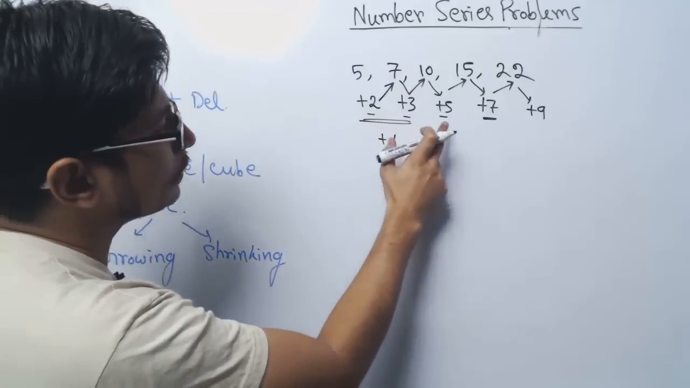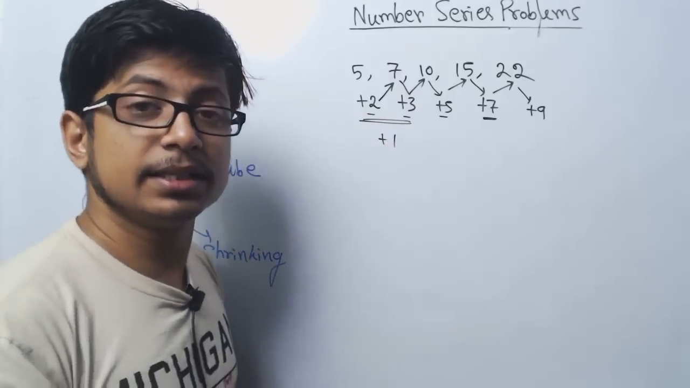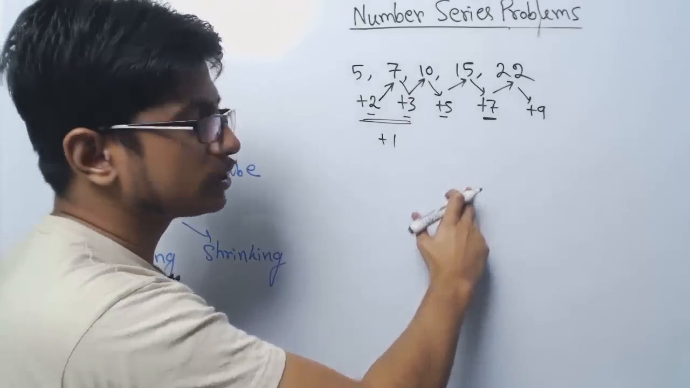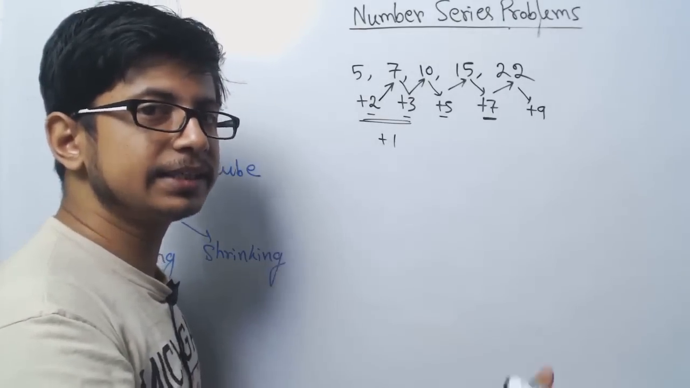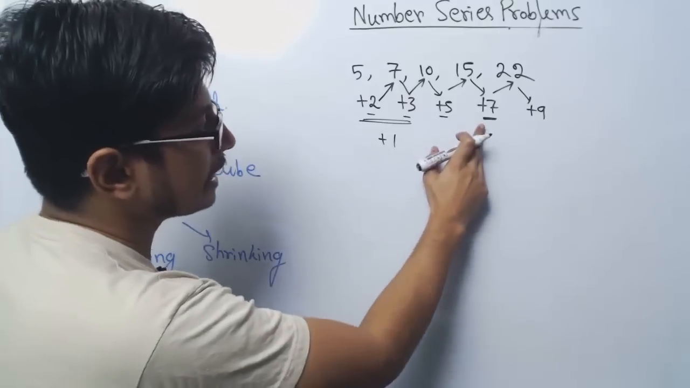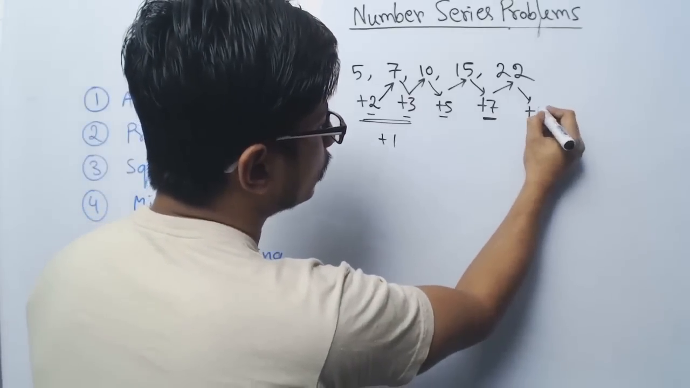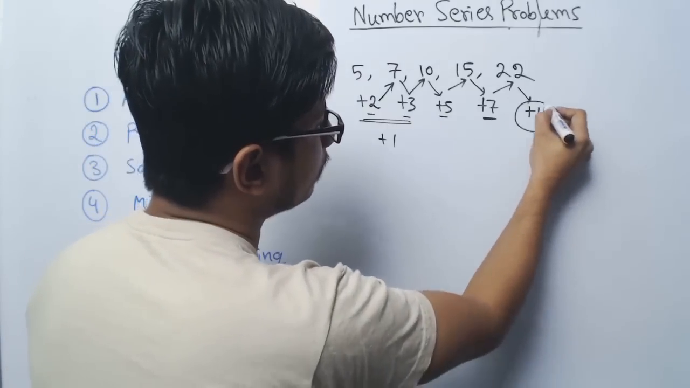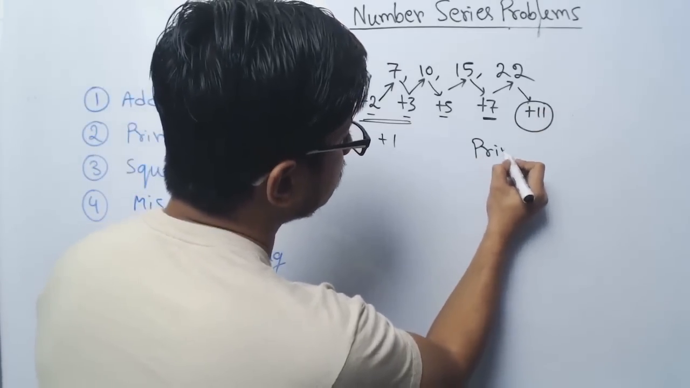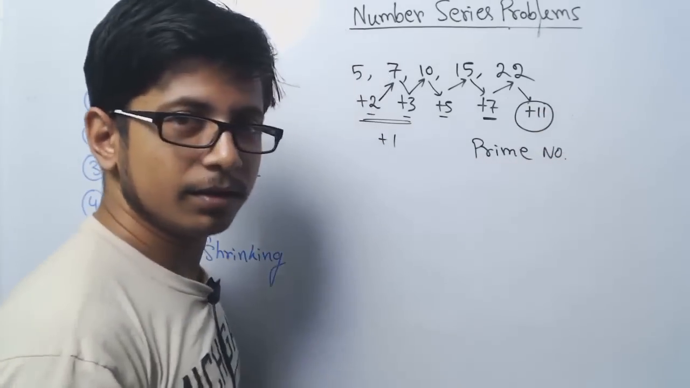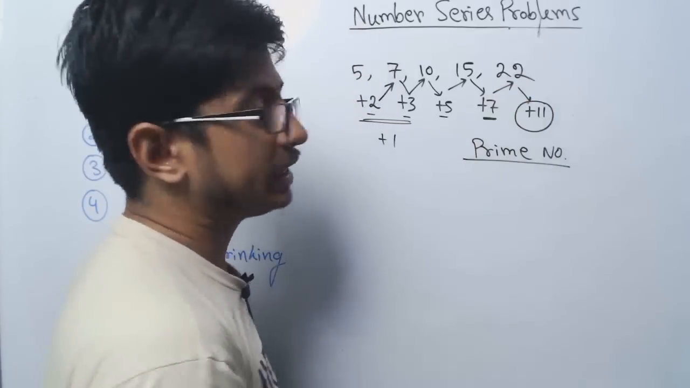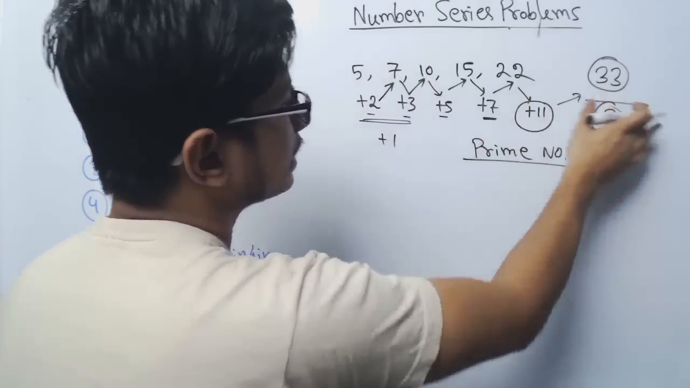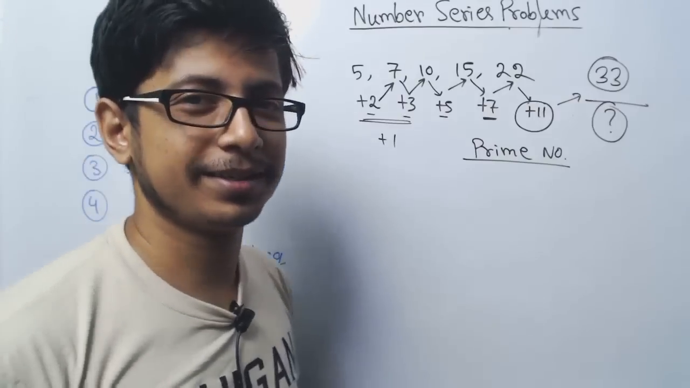But now if you look at 2, 3, 5, 7, what are these? These are prime numbers. So what is the next prime number after 7, which is not divisible by any other number other than itself or 1? In this case, it will be 11, because 9 can be divided by 3, right? So after 7, the prime number is 11. So this is a prime number series. So if you add 11 to 22, it gives us 33. And that will be the answer, because that's the next gap that was provided in the question.